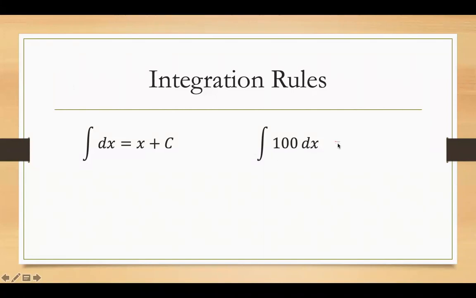So what you will be doing here to solve for that is just copy the constant, and dx is just x, then plus c. So that's how you do it. So it's again, the integral of 100 dx is just equal to 100x plus c. All right, so let me provide you with another example.